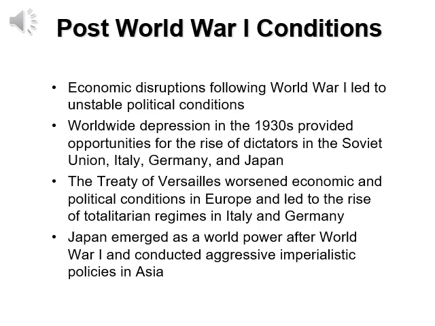The post-World War conditions following World War I's conclusion in 1918. There were economic disruptions following World War I that led to unstable political conditions. There's a worldwide depression throughout the 1930s, not just in America, but literally around the entire world, that provided opportunities for the rise of dictators in the Soviet Union, in Italy, in Germany, and Japan.